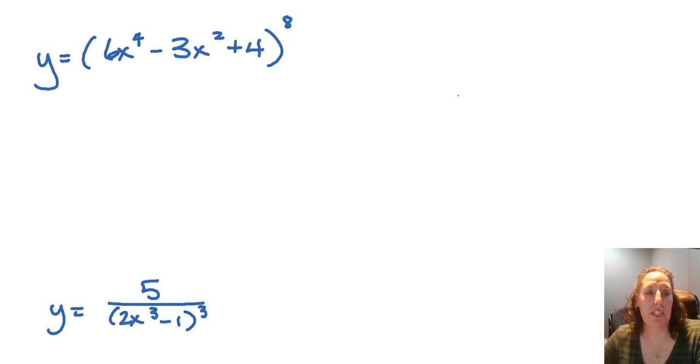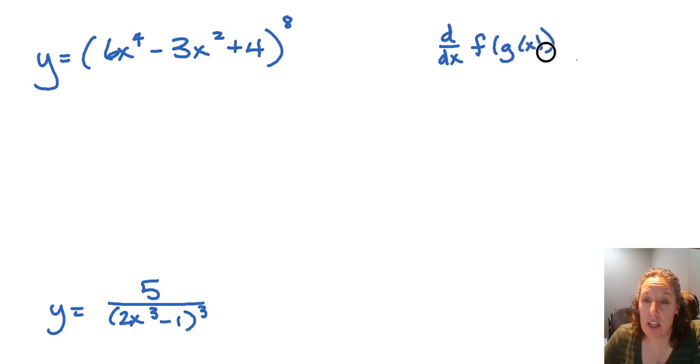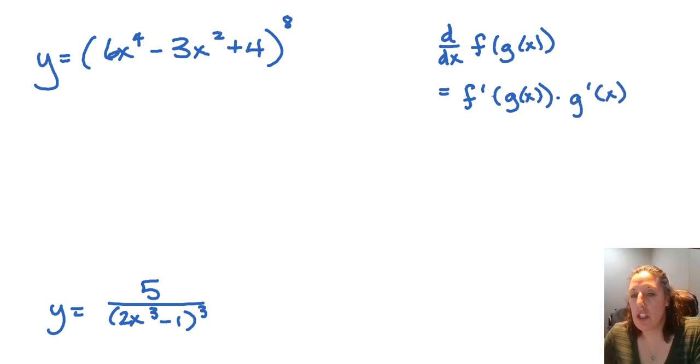Hello, in this video we're going to look at some basic chain rule derivative problems. Now remember, the chain rule tells us that if we want to take the derivative of a function that's in the form f of g of x, that derivative is going to be equal to the derivative of f evaluated at g of x times the derivative of g of x. So we're going to take the derivative of our outside function, evaluate it at g, and then multiply by the derivative of the inside function.